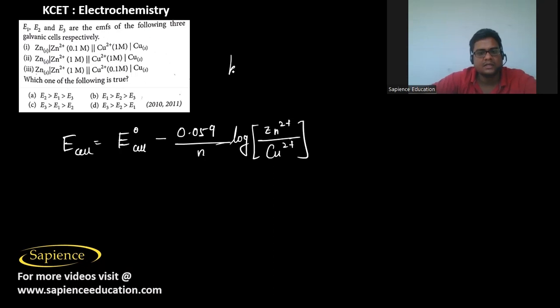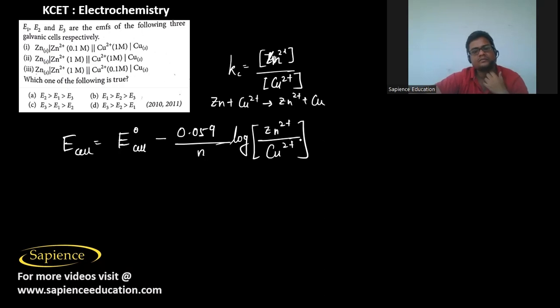Here the equilibrium constant Kc will be equal to the concentration of Zn2 plus by the concentration of Cu2 plus. Why? Since the reaction is Zn plus Cu2 plus giving Zn2 plus plus Cu, and Zn and Cu are solids, so we should not consider them in the equilibrium constant.